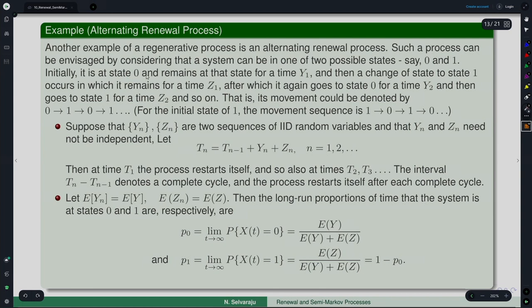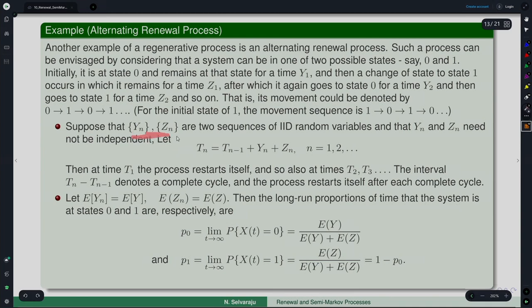Initially, suppose you start at state 0. It remains there for a duration y1, then it changes its state to state 1, where it remains for a duration z1, then it goes back to state 0 for a time y2, and then again to state 1 for a time z2, and so on. This goes on. So, this movement could be depicted as 0 moving to 1 to 0 and so on. This duration is y1, this duration is z1, then y2, z2 and so on. If the process starts in 1, then of course you will have a different sequence starting from 1.